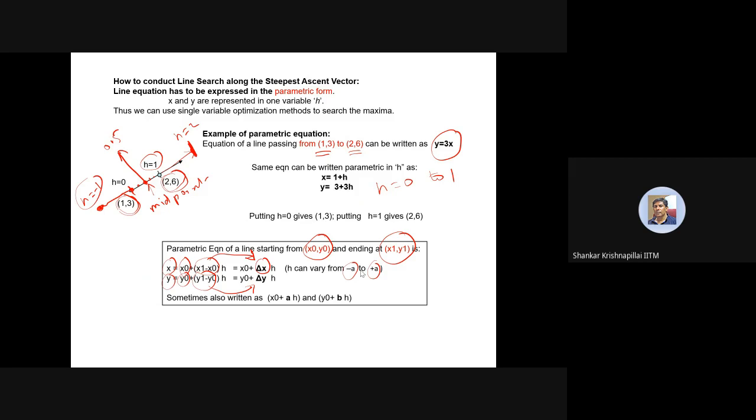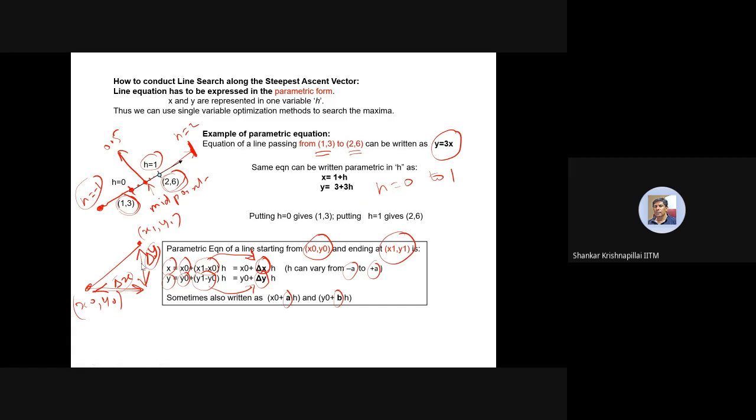Sometimes instead of delta x, they write x0 plus ah, and instead of delta y, they put y0 plus bh. So this is the line starting from x0, y0. This is delta x. This is delta y. If delta x and delta y are given directly, you can use them. Otherwise, they must give you the values of x1 and y1. Then delta x will be x1 minus x0, and delta y will be y1 minus y0.